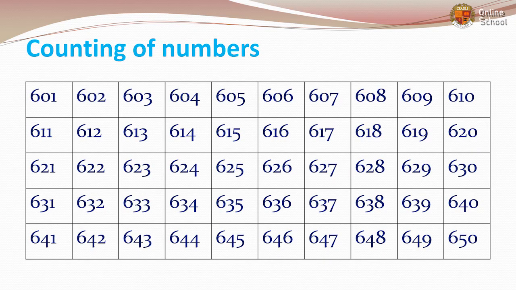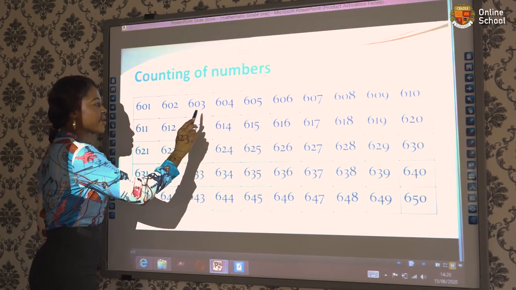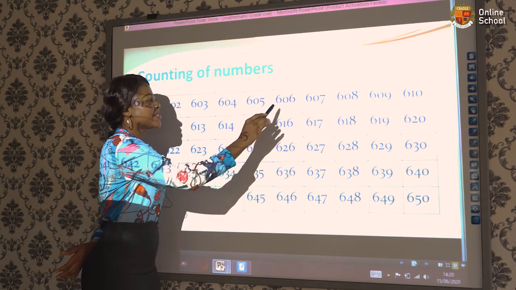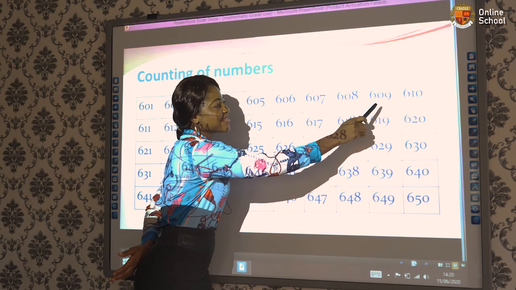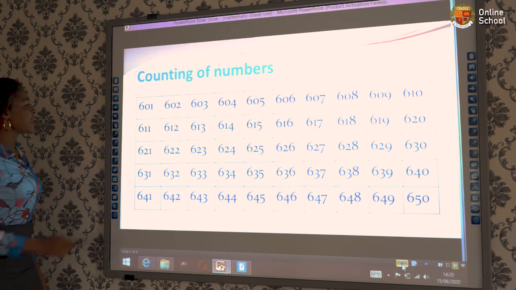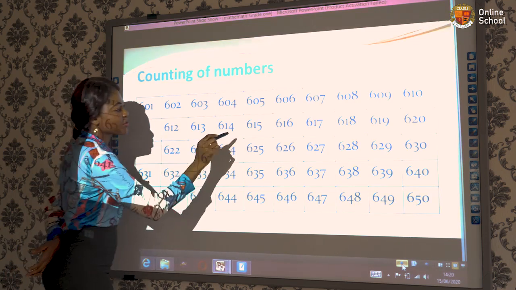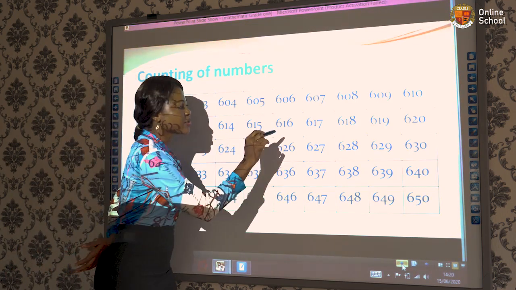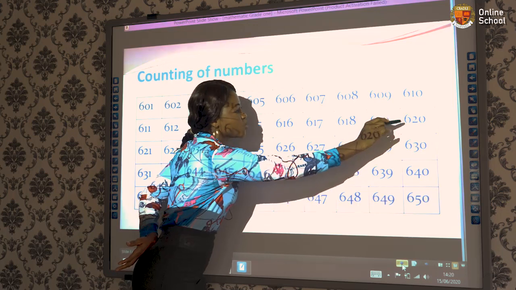Okay, now this is the business, counting of numbers, and we have all the numbers here, so we are going to count them together. So we have 601, 602, 603, 604, 605, 606, 607, 608, 609, 610. We have 611, 612, 613, 614, 615, 616, 617, 618, 619, 620.